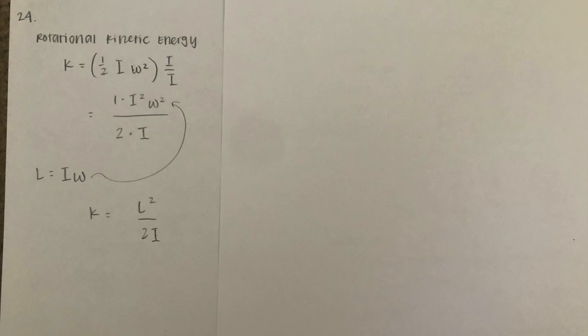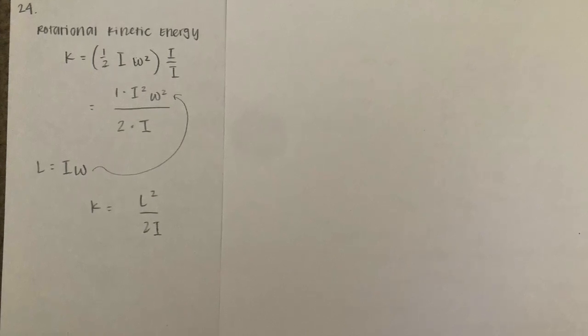Now I just took the rotational kinetic energy equation of K equals 1/2 times I times omega squared. And then I multiplied that right side by I over I to get 1 times I squared times omega squared over 2 times I. And then since L equals I times omega, I just substituted that in. And then that gave me K equals L squared over 2I, which proves that it can be shown in this manner.